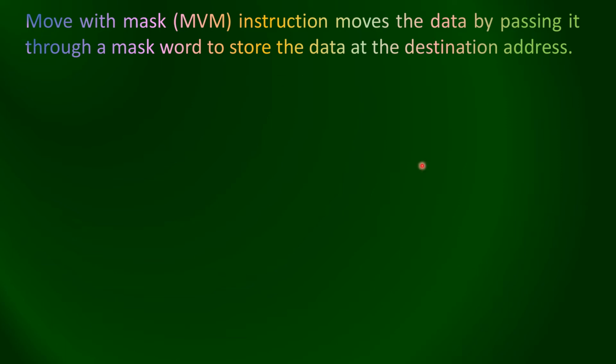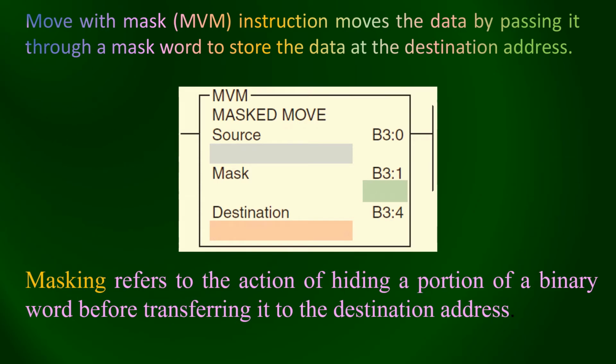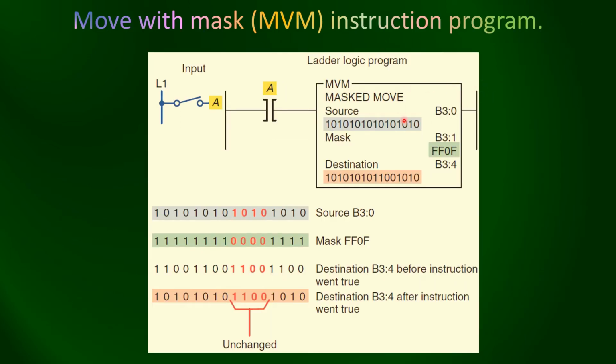So let's see what will happen. Here we see the block. We have three registers: the source, mask, and the destination. Masking refers to the action of hiding a portion of the binary word before transferring it to the destination address. Here the source data, suppose this is the number we are seeing in binary, and we have the mask in hexadecimal. If we want, we can change it to binary as well. We are showing it here so that you can see the mask data.